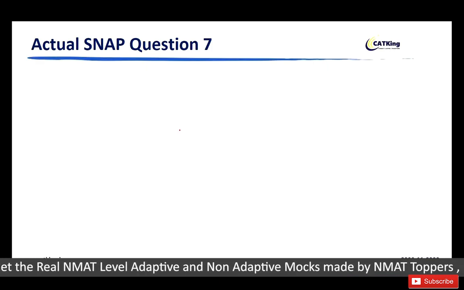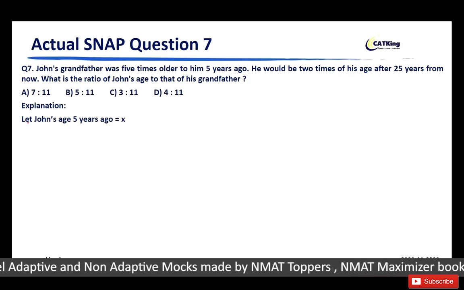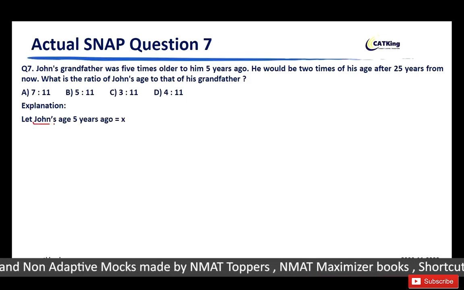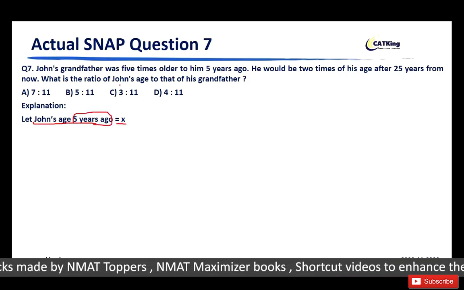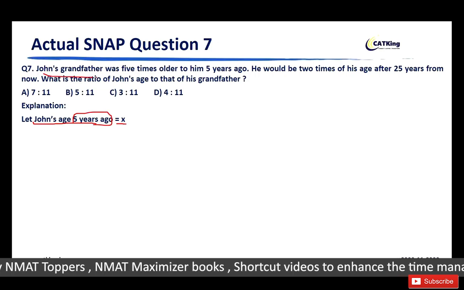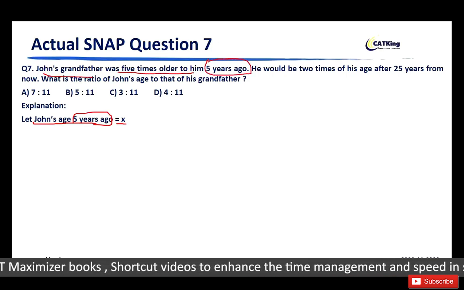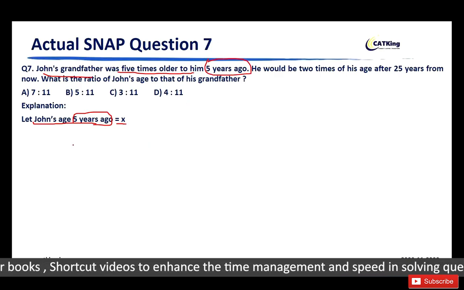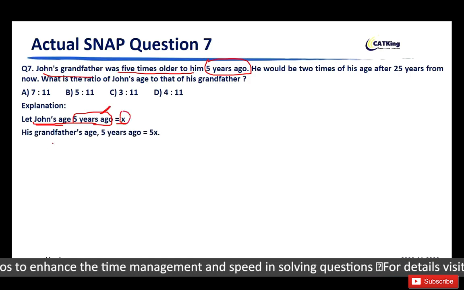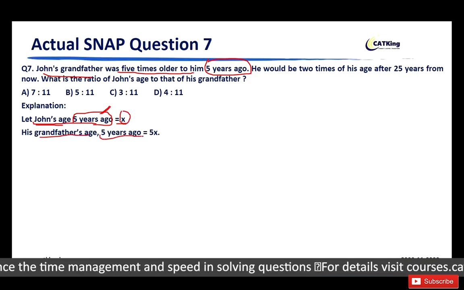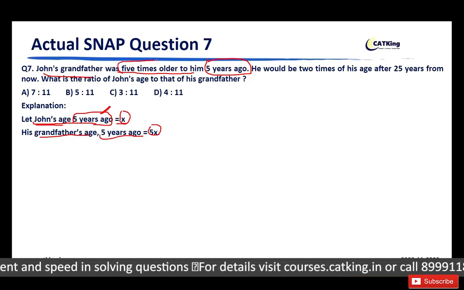At the same time, don't worry, I will be solving this question for you as well. So now let me assume that John's age 5 years ago was x. Why am I assuming 5 years ago? Because in the question it is mentioned John's grandfather was 5 times older than him 5 years ago. So in order to ease the calculations, I am taking John's age 5 years ago as x.